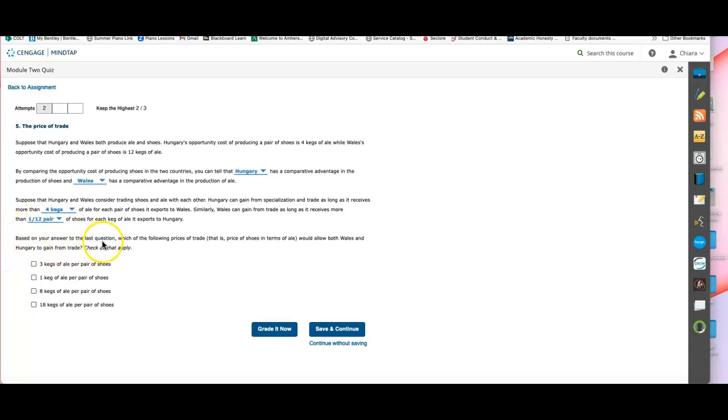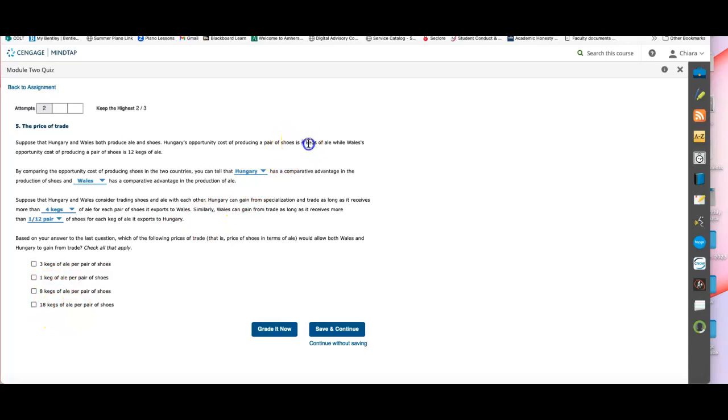Based on your answer to the last question, which of the following prices of trade, that is the price of shoes in terms of ale, would allow both Wales and Hungary to gain from the trade? 3 kegs of ale per pair of shoes, 1 keg, 8 kegs, 18.